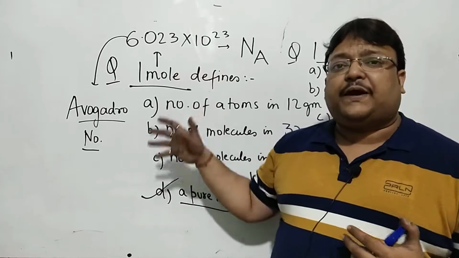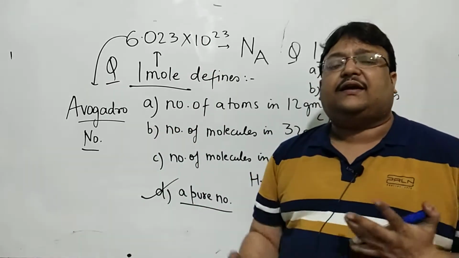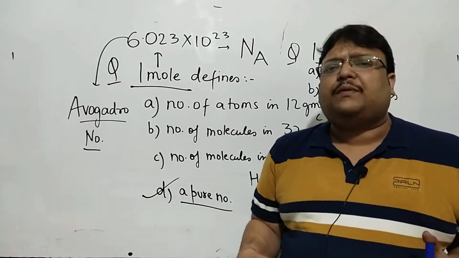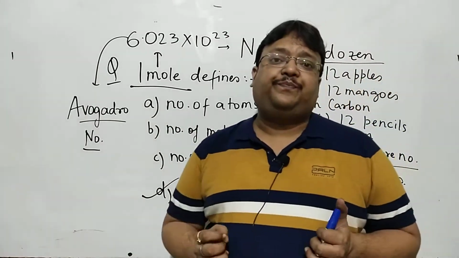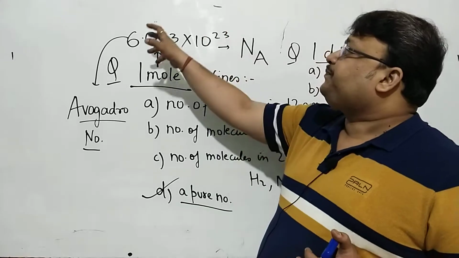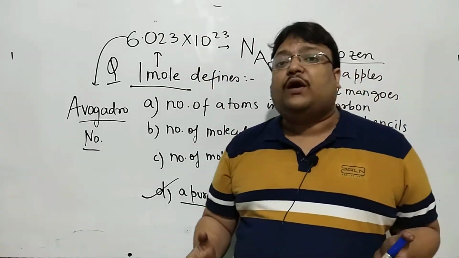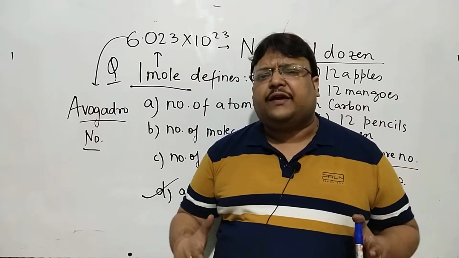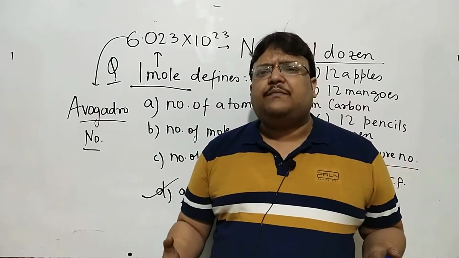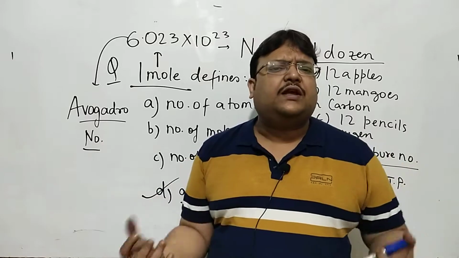With respect to this great scientist, we call it Avogadro number, but an incidental fact is that the Avogadro number was not given by Avogadro. And it's a huge number. 6.023 times 10 to the power 23 is a huge number.